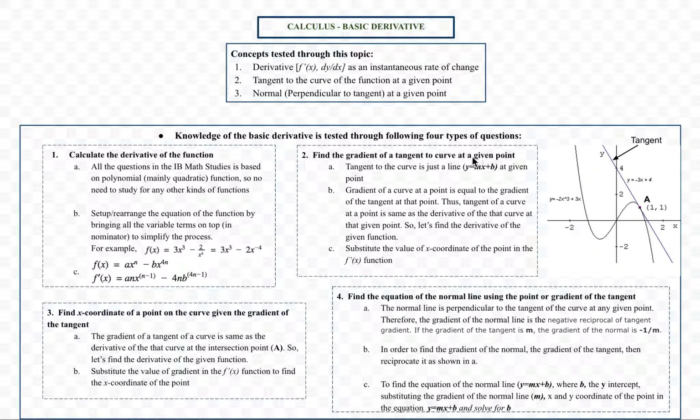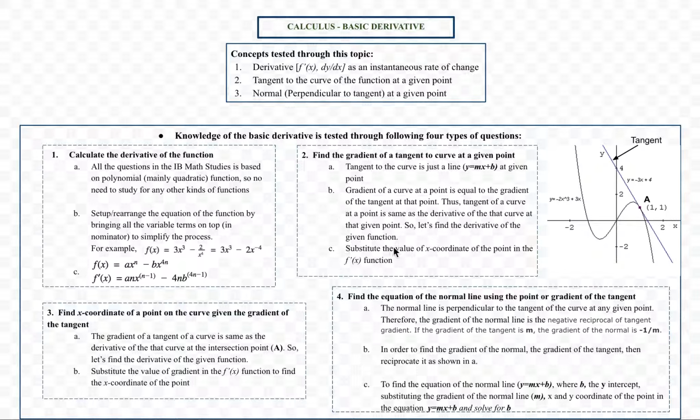To do that, we refer to the equation of the line, which is y equals mx plus b. So we will have our m, we will have our y and our x, and we may be required to find b. So we just substitute the values of y, m, which is our gradient, and x, and then we solve that equation to find the value of b, and then we have our equation for the tangent.